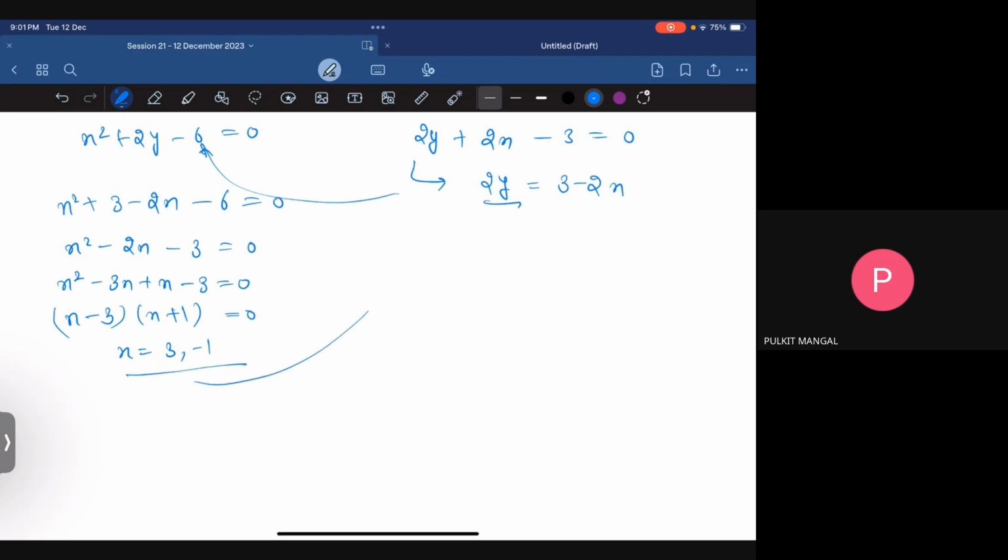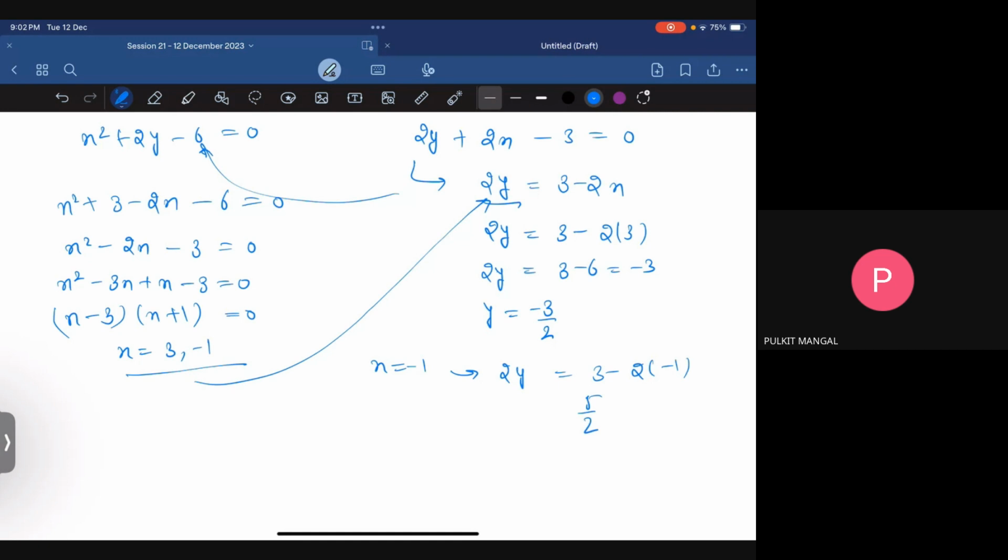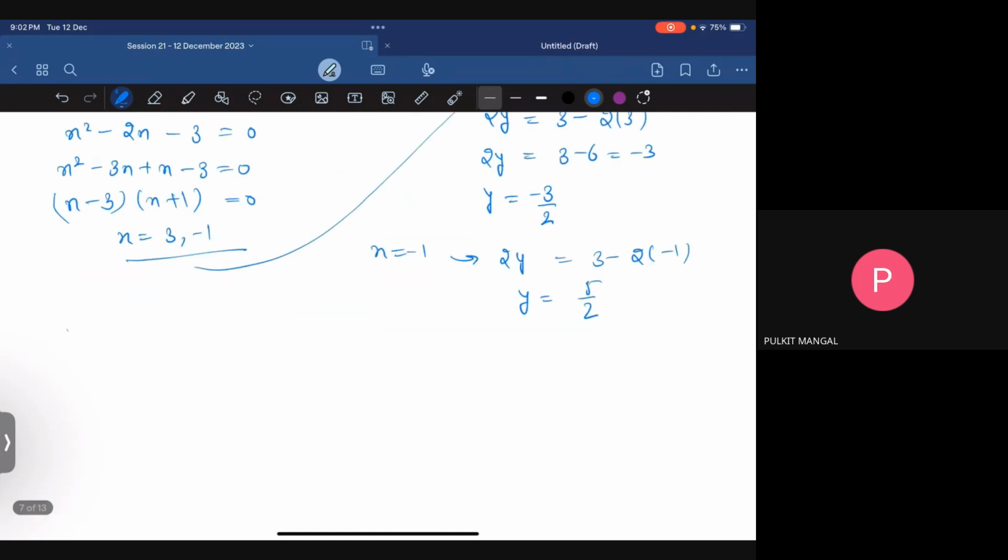Now just put these values of x in this equation. 2y equals 3 minus 2x. If I put x equal to 3, then I will get 3 minus 6, negative 3, so 2y equals negative 3 and y is equal to negative 3 by 2. For x equal to negative 1, I will get 2y equal to 3 plus 2, so y is 5 by 2. So the critical points that I got are: if x is 3, y is negative 3 by 2; if x is negative 1, y is 5 by 2. So these two are the critical points.